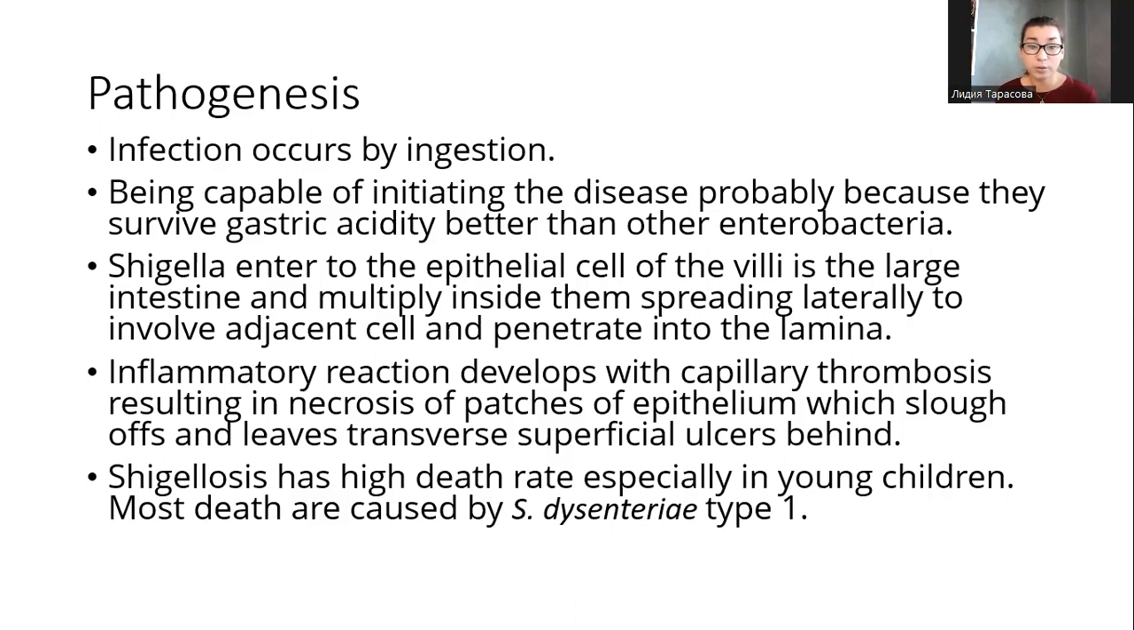Pathogenesis. Infection occurs by ingestion, being capable of initiating the disease probably because they survive gastric acidity better than other enterobacteria. Shigella enter the epithelial cells of the villi in the large intestine and multiply inside them, spreading laterally to involve adjacent cells and penetrate to the lamina propria. It is the most important part of pathogenesis, penetration into the lamina.